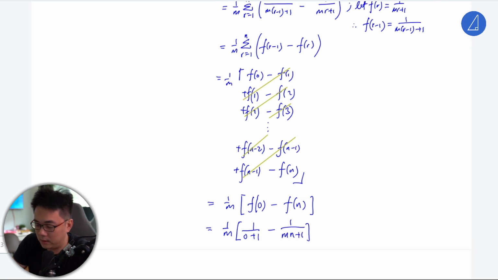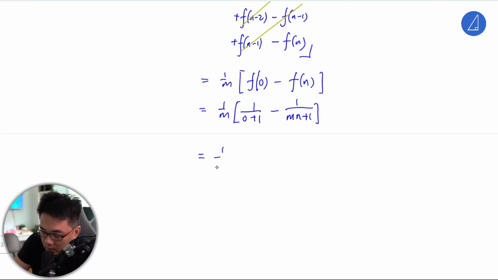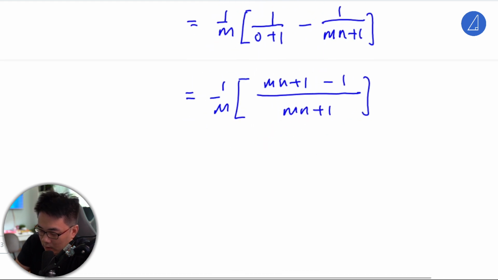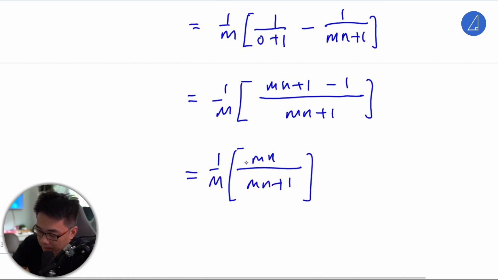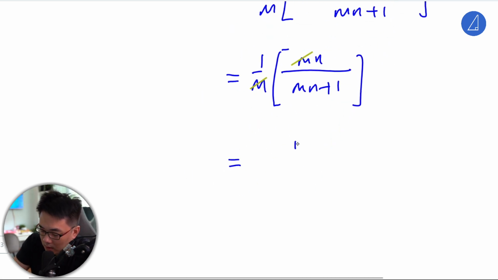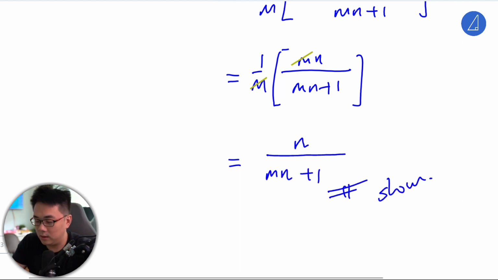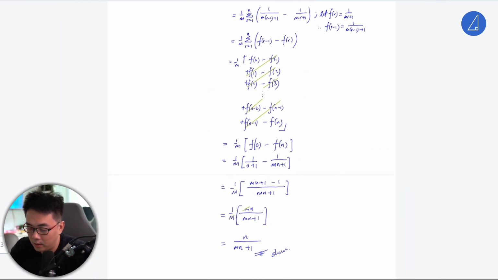Yeah, there you go. This is much easier. So this is the correct one. So this will be mn plus 1 minus 1 over mn plus 1. Then that will be mn on top, mn plus 1 below, and this will be 1 over m. Cancel this up. That will give us n over mn plus 1. Okay, so I think this is pretty okay. Great. Write this down.